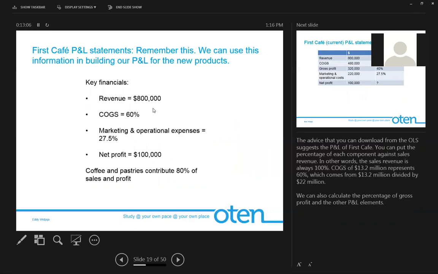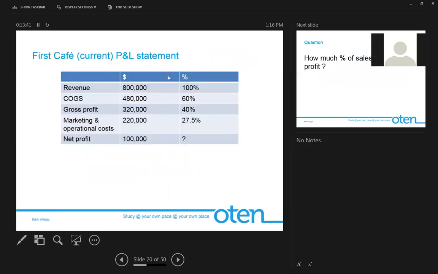Right, now let's revisit their key financials in the short scenario. This is the revenue that we got from the short scenario case study, then COGS, marketing and operational expenses, net profit. We also know that coffee and pastries products contribute 80% of sales and profits. We can refer to these percentages, for instance, when we build our own financial projection for the new product or service idea. Right, let's have a look at that.